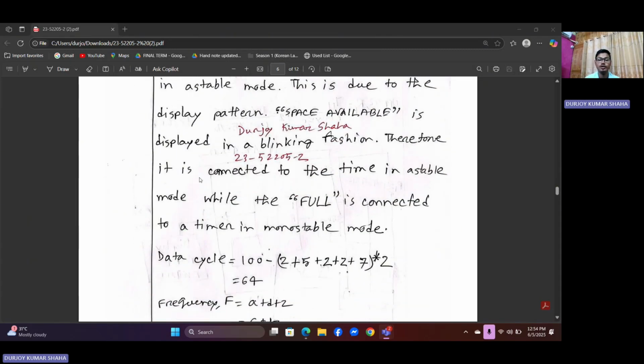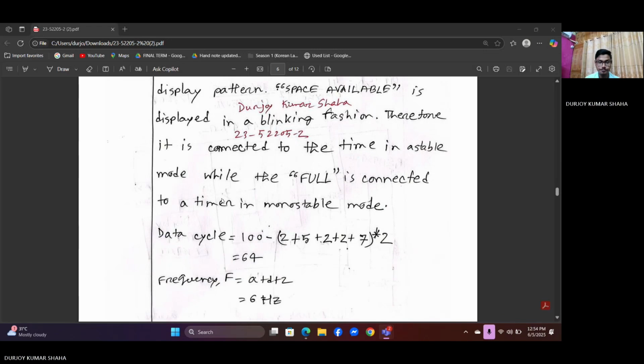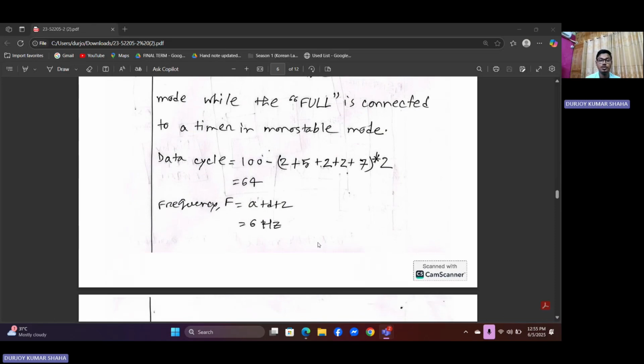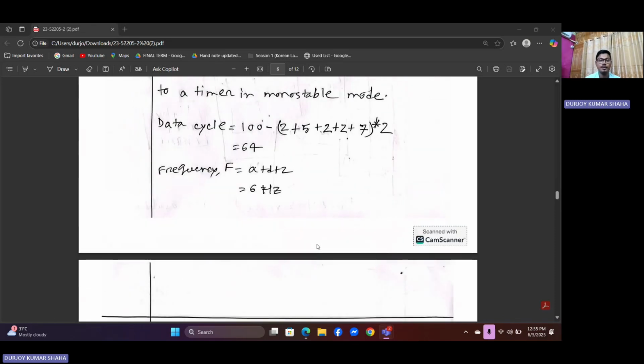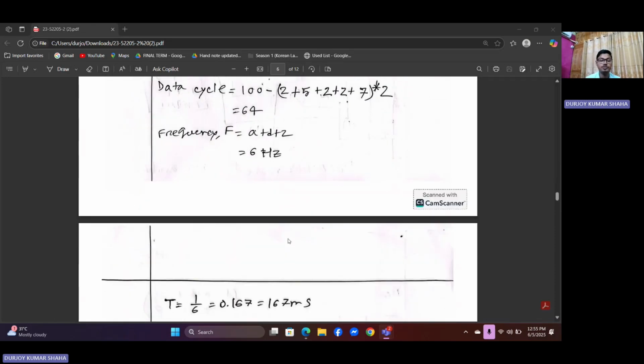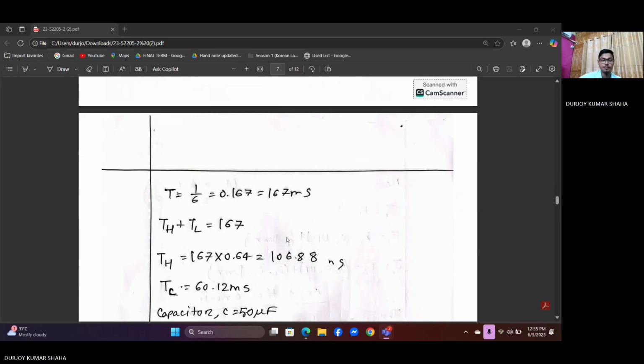We also calculated the duty cycle of the signal using the given values. We found the duty cycle to be 64 percent and the frequency to be 6 Hz. This means the signal blinks 6 times per second. This kind of timer logic is commonly used in electronic display systems to alert users in real time, such as in the parking system or digital.